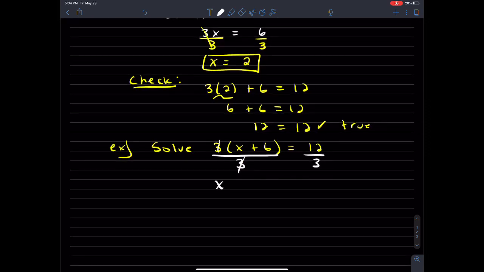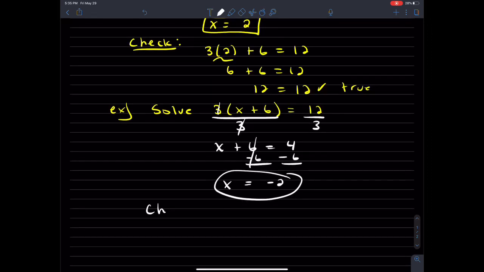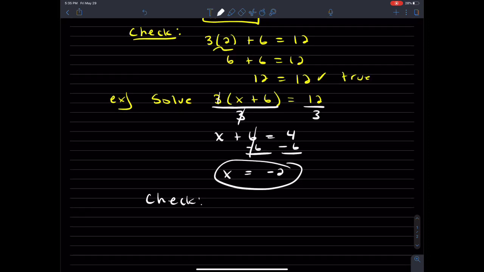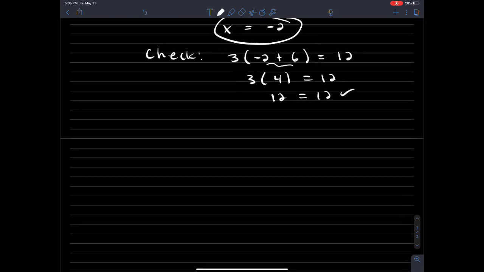Then we're left with x plus 6 is equal to 4. We can subtract 6 underneath it if we want, but just be careful to make it look like divide. x is minus 2. So we've got a different solution, and we can, again, check it. 3 times minus 2 plus 6, does that equal 12? You have to do parentheses first. And it certainly does look like that's our solution.